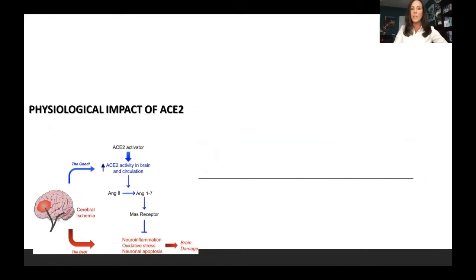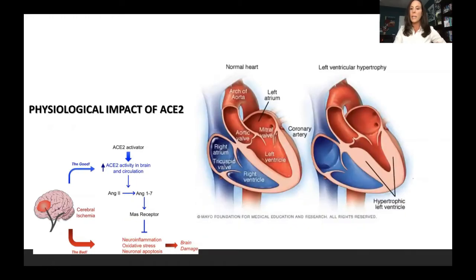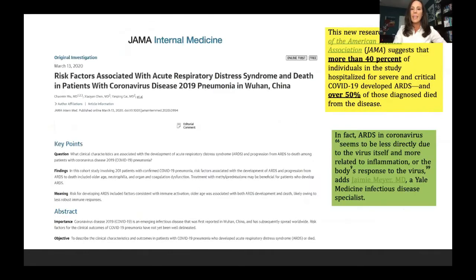So very, very interesting because this is going to have an effect on both the brain and the heart. And again, we will likely see more sequelae, more information as the studies will come out in the next several months and years to come. This particular study shows new research from the Journal of the American Medical Association suggesting 40% of individuals hospitalized for severe or critical COVID-19 developed ARDS, and about 50% died.